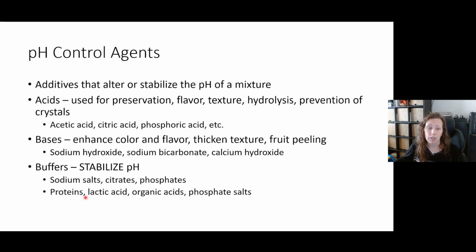Proteins, some proteins can be used as buffers. There are some acids that can be used as buffers. So they're an acid, but they also have a functionality where they resist pH change from their acidity, and so they're going to keep that food product at that acidic level. Phosphate salts, so again, more salts. And phosphates, so they're going to be basic there.